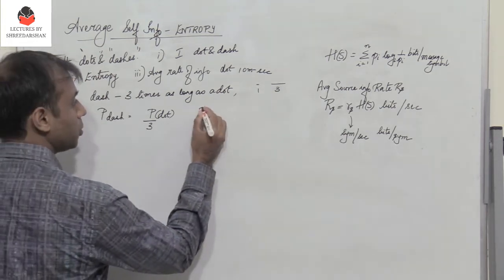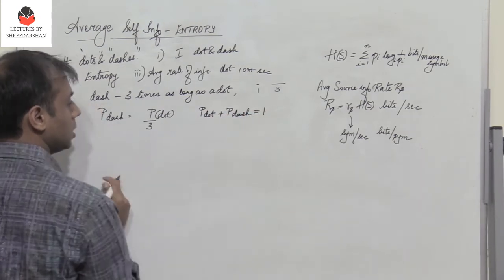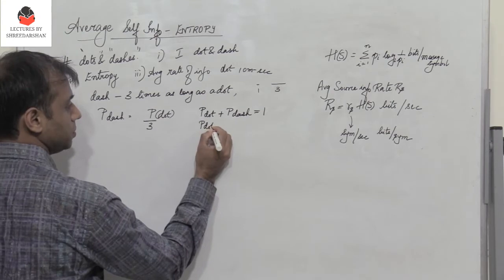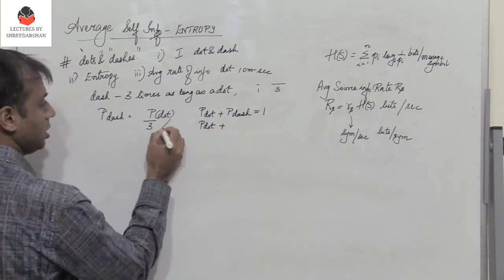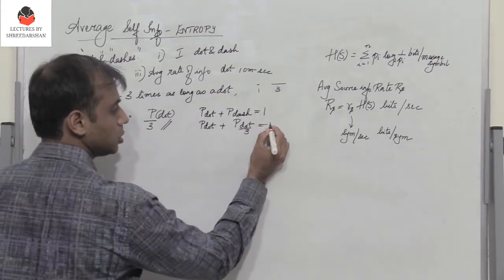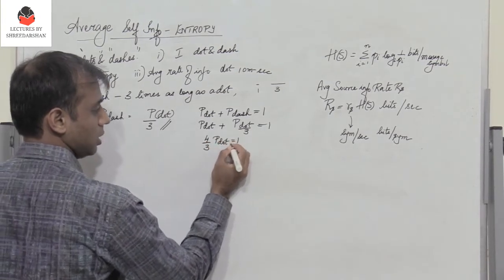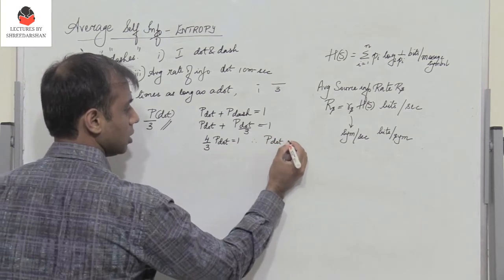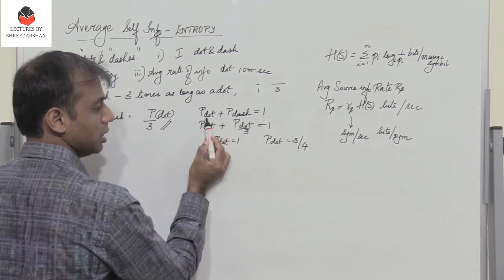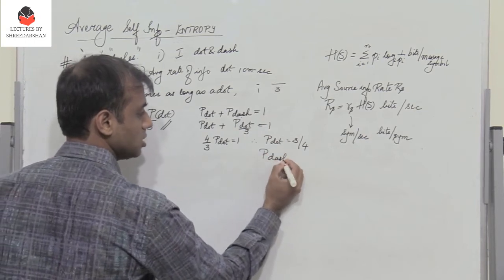Therefore, probability of dot plus probability of dash is equal to 1. But we know that P dash is P dot by 3. So I have P dot plus P dot by 3 equal to 1. So I get 4 by 3 into P dot equals 1. Therefore probability of dot equals 3 by 4. Substituting 3 by 4 here, what is P of dash? It is 1 minus 3 by 4. So I get probability of dash as 1 by 4.